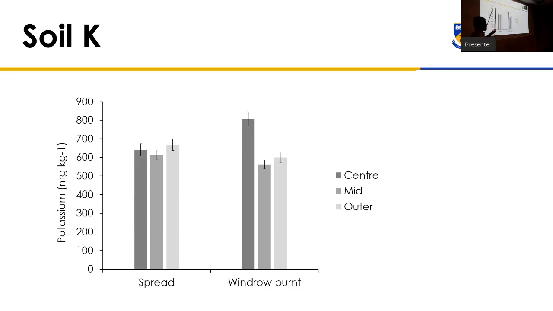These numbers for this particular soil type, potassium's not a problem. So we don't need to worry about it. In a sandier soil type, that's going to become a real issue that needs managing.